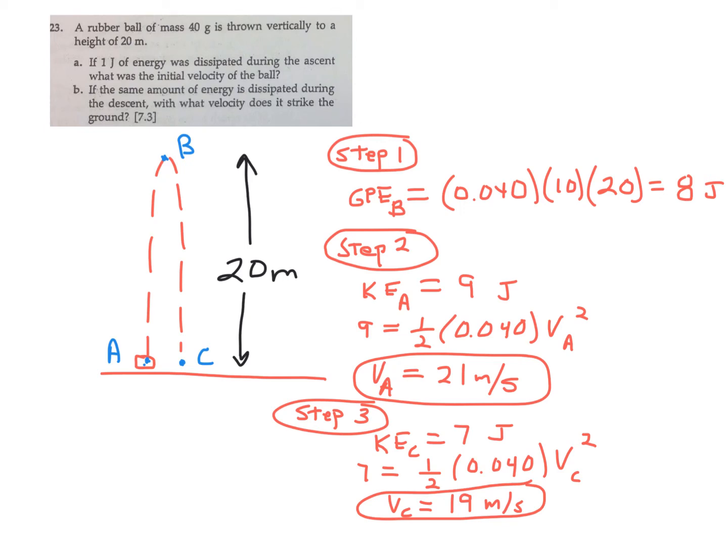Day 40, Honors Physics, Energy, Conservation of Energy, Problem 23. Once again, this problem is much easier done with conservation of energy than it is with kinematics, especially because of the fact that we have some energy lost here. The acceleration is not 9.8 meters per second squared. It tells you we've got energy loss.